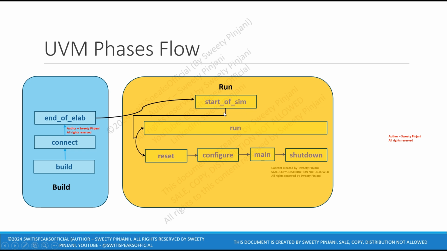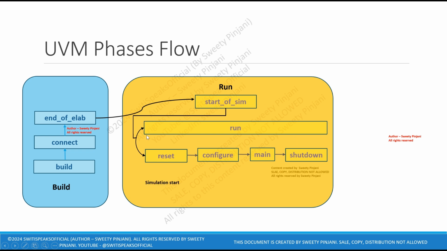In run, there will be start of simulation. After start of simulation, two things will run in parallel. One is this run and another is this sequence: reset, configure, main and shutdown. This is how I represent it. Start of simulation, then it will go here. Run is happening in parallel and then this is happening in sequence along with the run.